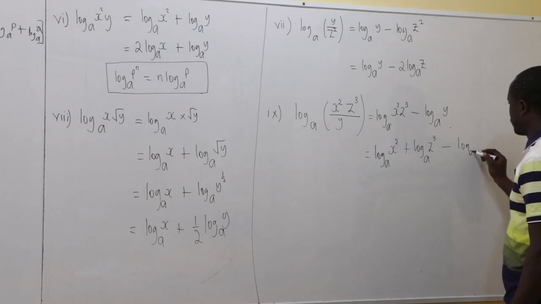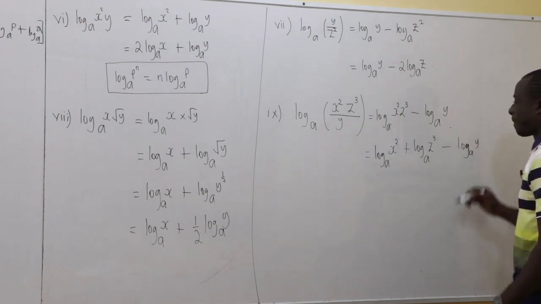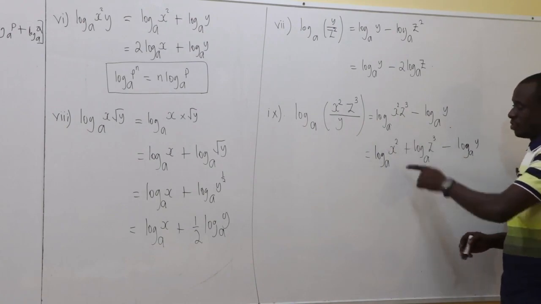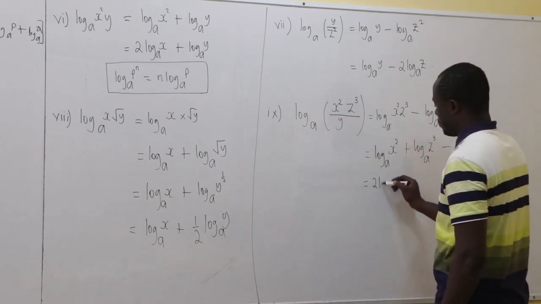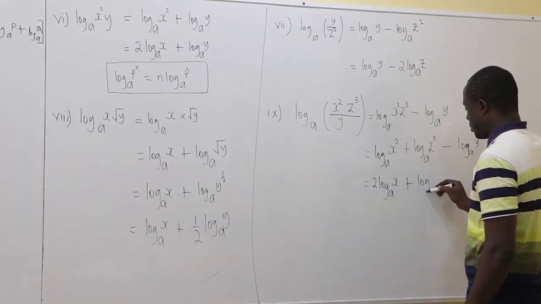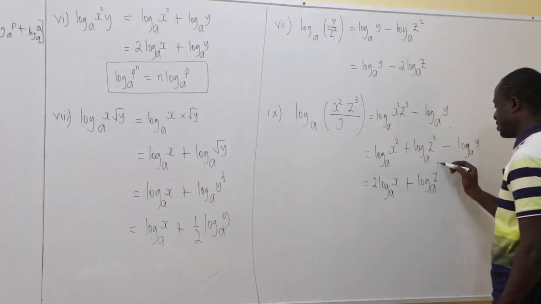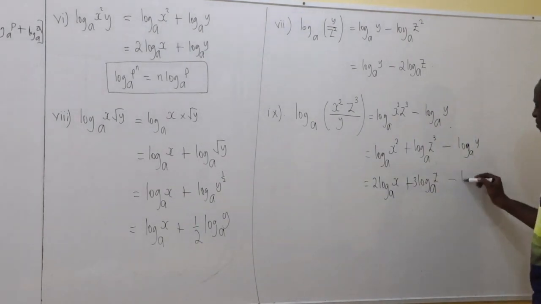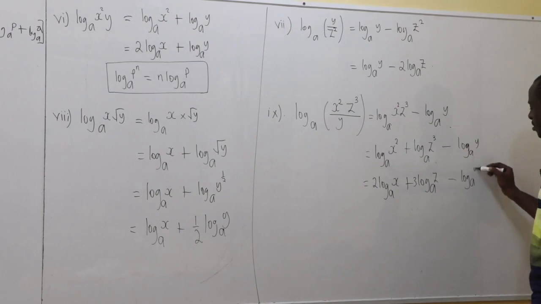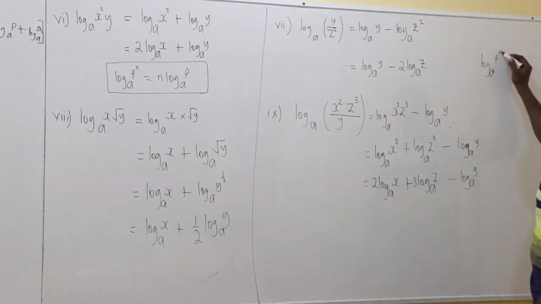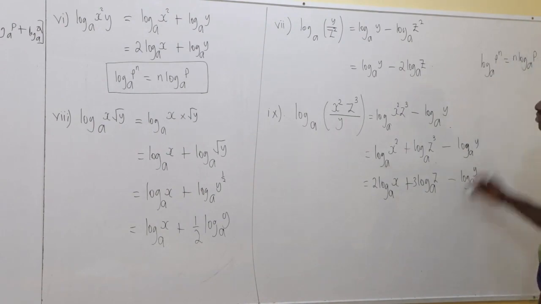Now applying the third law over here, the 2 will come down, the 3 will also come down. It's the same as 2 log a x plus 3 log a z minus log a y. The third law: if you have log a p to the power n, this is the same as n log a p.